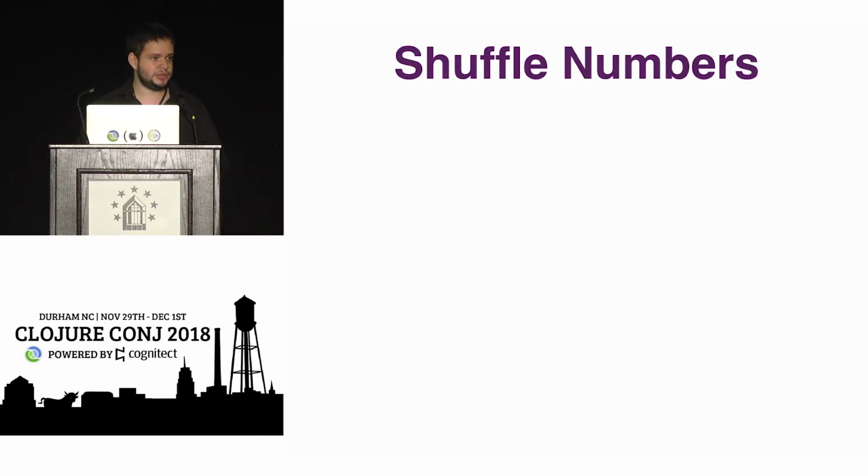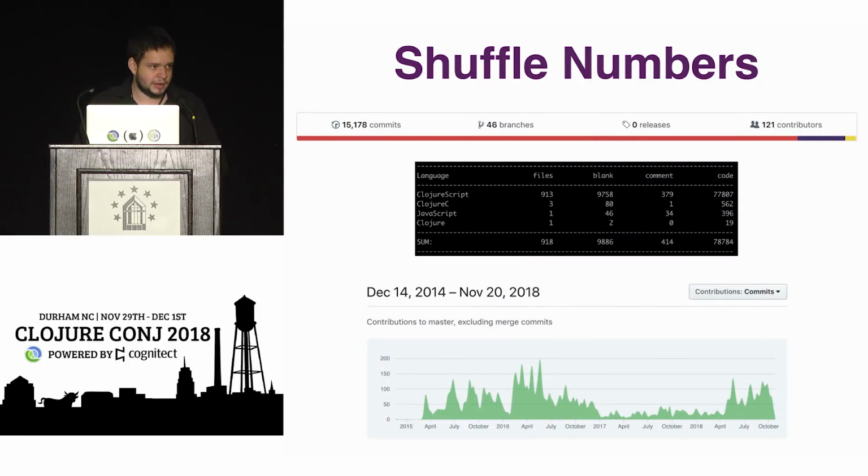So just some numbers to give you some sense of the size of this project. It has over 15,000 commits, over 120 contributors, more than 75,000 lines of ClojureScript, and it gets deployed at least 3 or 4 times a day. So it's high churn, everyone is using it all the time and deploying all the time, so it's kind of a critical service there.